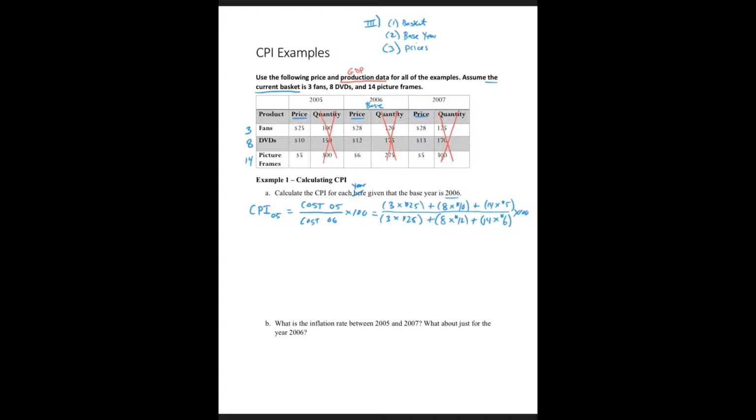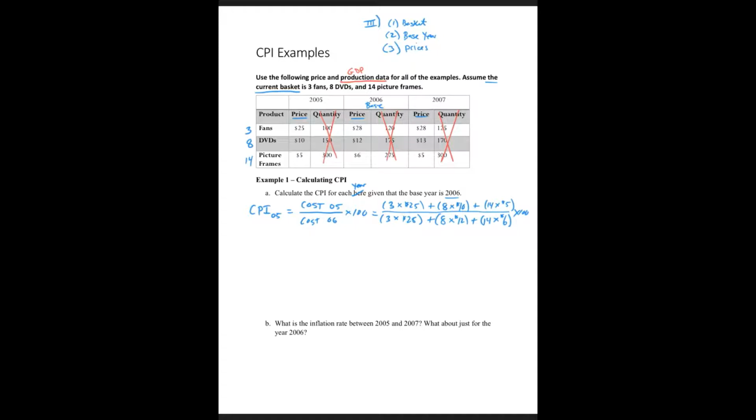Now, I want to pause for a second just to point out, notice the basket does not change. So it doesn't matter what year, we've got 3 fans, 8 DVDs, and 14 picture frames. So that's the thing about CPI, it's a constant market basket.